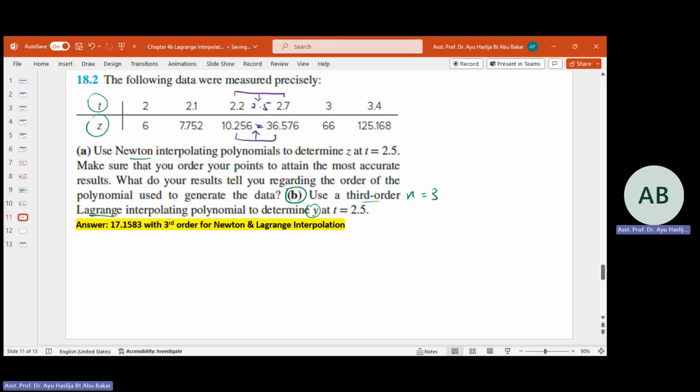So this is the data set given. You must identify what is your data, what is your data point. If given like this, the first step, you should identify your data. N equals 3, so it involves x0, x1, x2, x3. 4 data points.